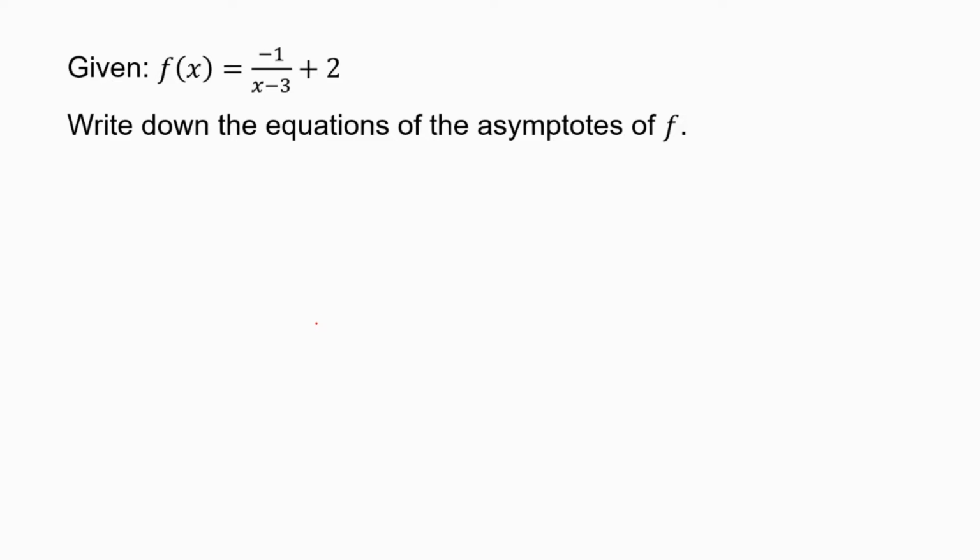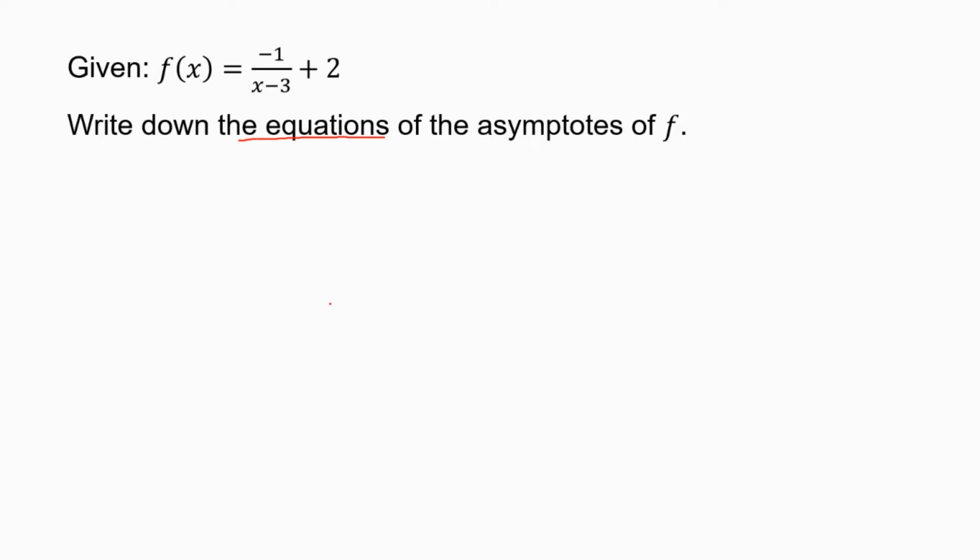We are doing question 5.1. Given f of x is equal to negative 1 over x minus 3, plus 2, write down the equations of the asymptotes of f.